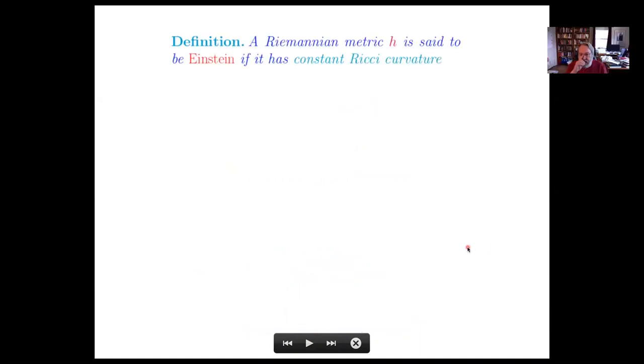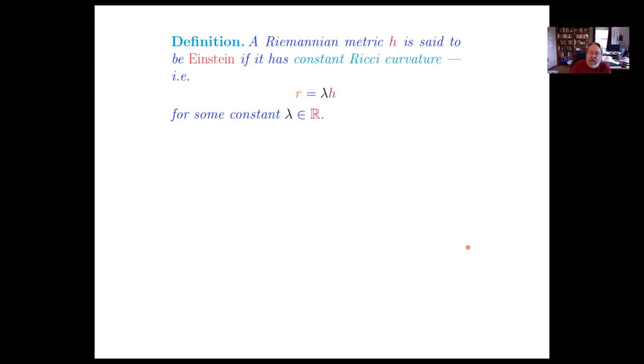All right, so I would like to begin by reminding everyone that an Einstein metric is by definition a Riemannian metric of constant Ricci curvature. And that's equivalent to saying that the Ricci tensor is a constant multiple of the metric. The metric here is denoted by H. R is the Ricci tensor, and we're assuming that for some constant lambda, the Ricci tensor is lambda times the metric.